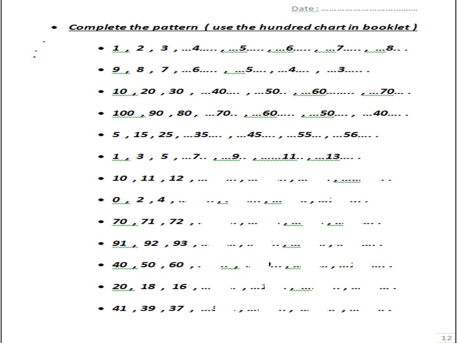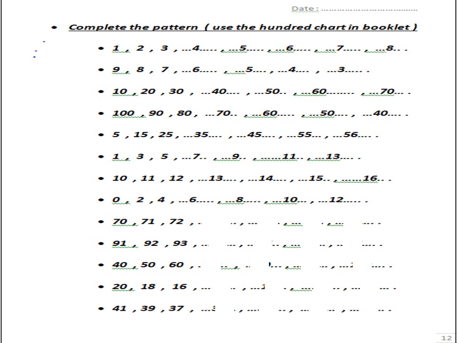10 becomes 11 and 11 becomes 12. We here increase by 1. After 12, 13, and after 13, 14, and after 14, 15, and after 15, 16. 0 becomes 2 and 2 becomes 4. We increase here by 2. So after 4 it will be 6, and 6 increased by 2 becomes 8, and 8 increased by 2 becomes 10, and 10 increased by 2 becomes 12.